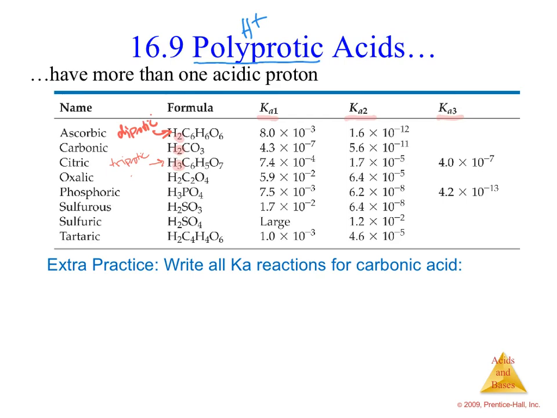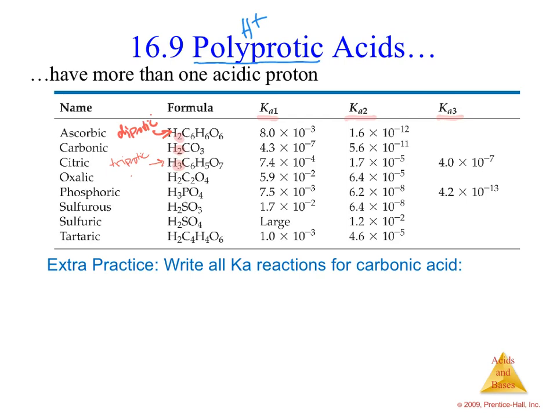What I want you to be able to do is write out the different Ka reactions for a polyprotic acid and also understand what the numerical values mean. So Ka1, 10 to the negative third, Ka2, 10 to the negative 12th. Remember, 10 to the negative 12th is a much smaller number than 10 to the negative third. That tells you that your Ka1 value is larger. So that just tells you that the first reaction is the reaction of the stronger acid.